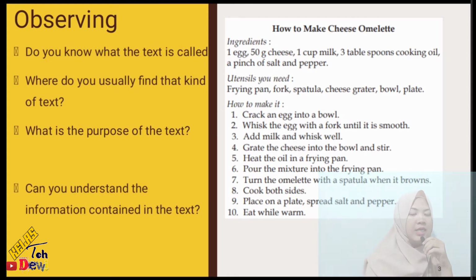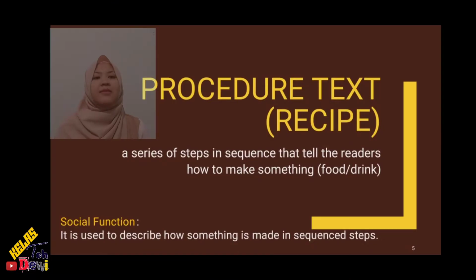It is a series of ingredients and a set of instructions that tell how to make something. Procedure text in the form of recipe is a text that tells the readers how to make something, how to make food and drink. The function of the text is to describe how something is made in a sequence of steps.